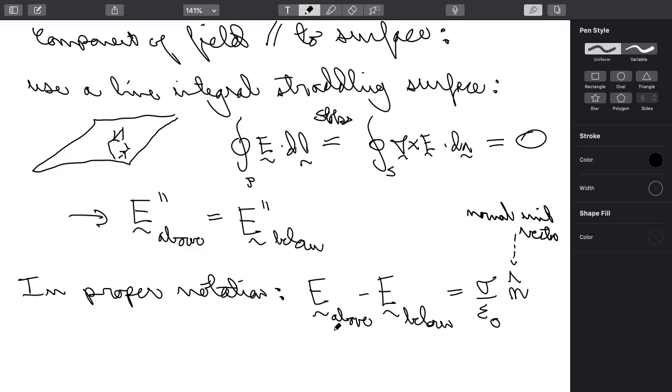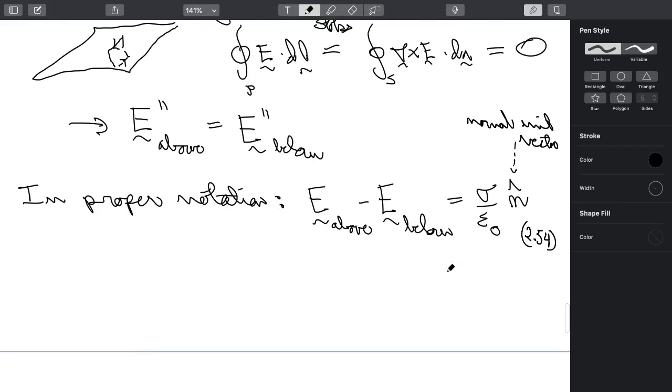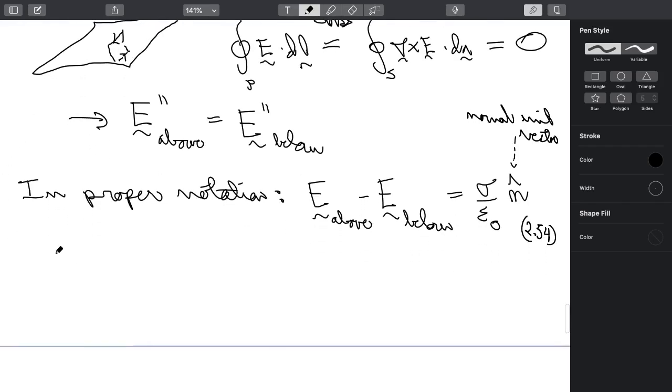So that's the proper way of writing this condition here. And this is equation 2.54. And then the field is discontinuous.